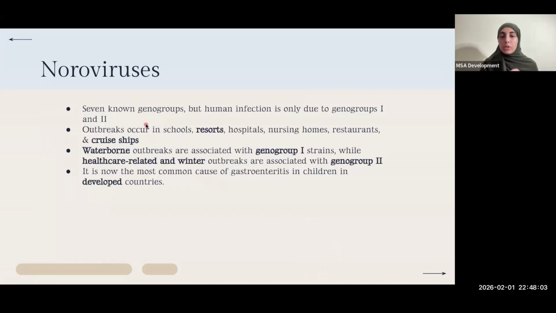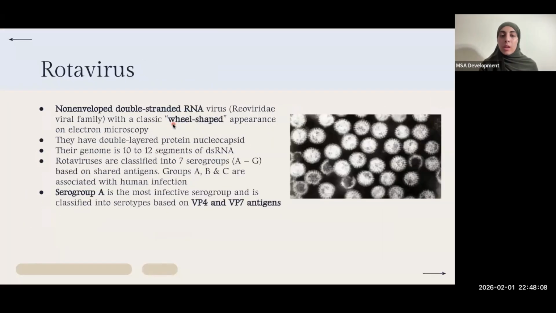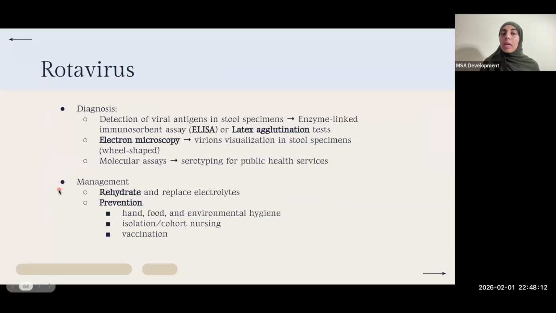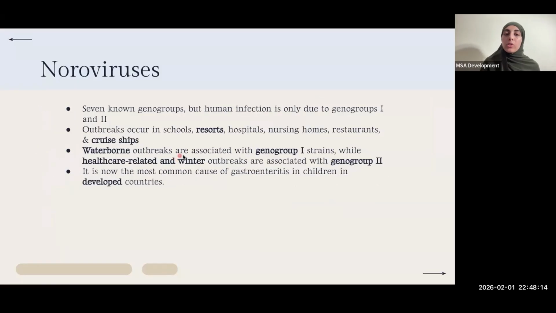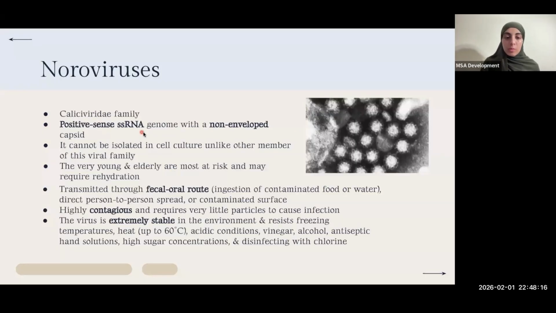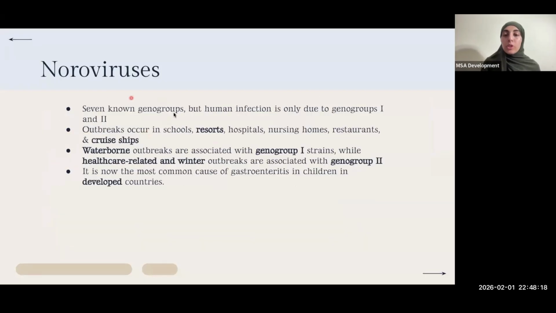We do have genogroups. Remember, we had serogroups in rotavirus, and the most important one was serogroup A. In norovirus, we have genogroups, okay? The ones that cause infection in humans are genogroups 1 and 2.